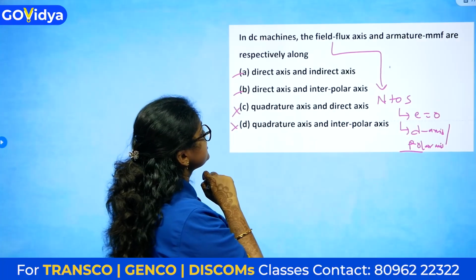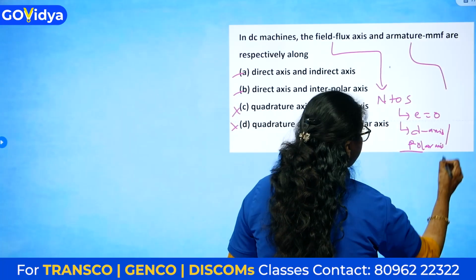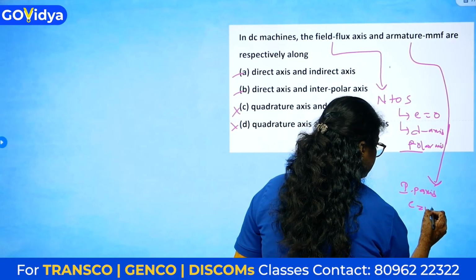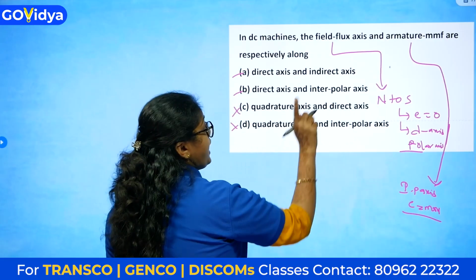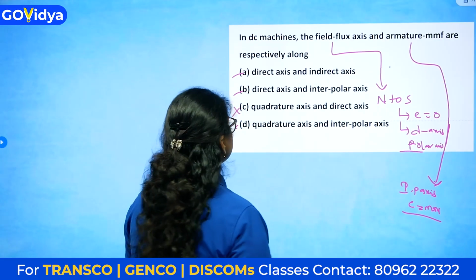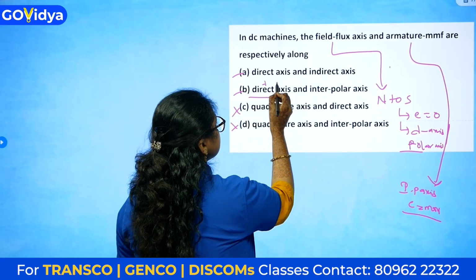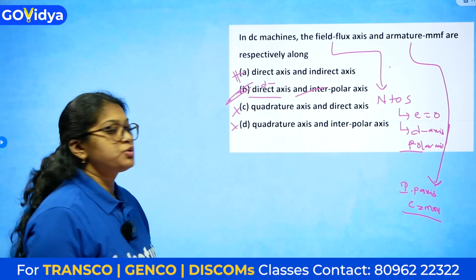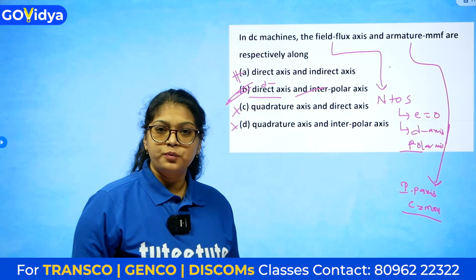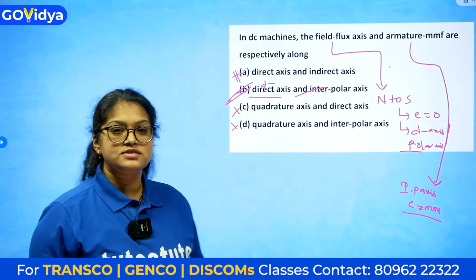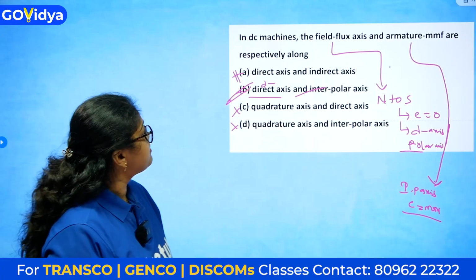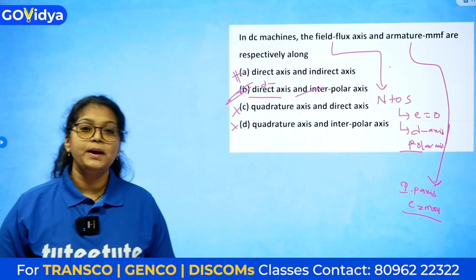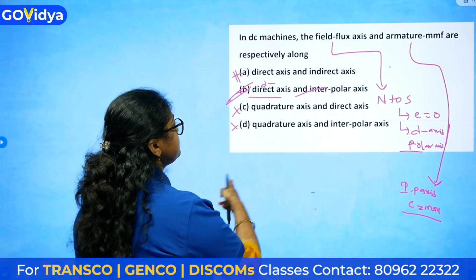Let's check that. Next, armature MMF. We know the armature MMF will be along the interpolar axis where the EMF is maximum. So direct axis, nothing but D axis, and interpolar axis. So the option B matches. So clear? The field flux will be from north to south pole where the EMF will be 0, and we say that as a D axis or the polar axis. And coming to the armature MMF, it will be along the interpolar axis where the EMF will be maximum. So let's move to the next question.